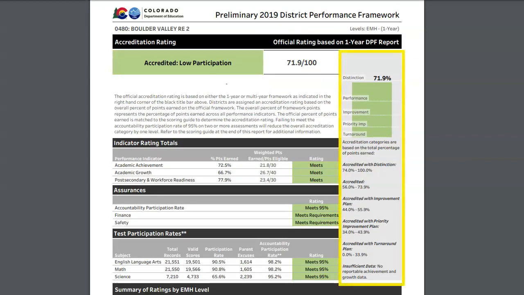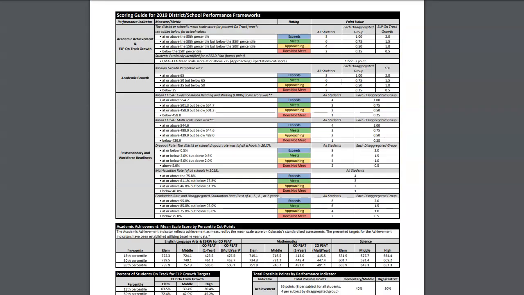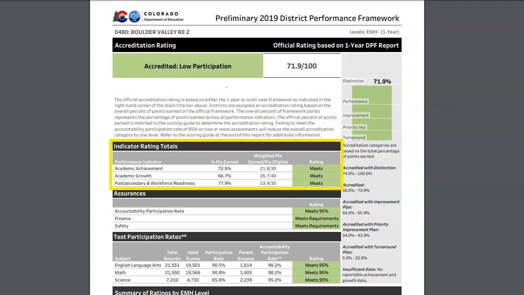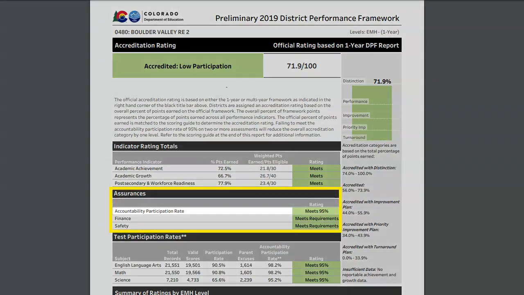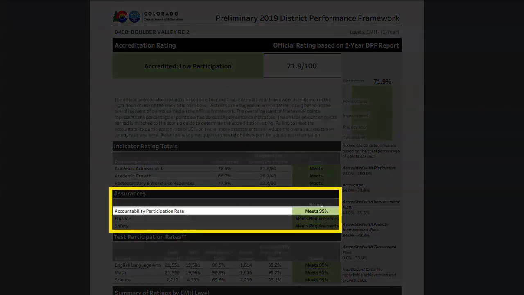This is a visual representation of the percentage of points earned and the associated scoring rubric. We will break down how this is calculated, referring to the scoring guide included on the last page of the Performance Framework document. These are the key performance indicators for which schools are held accountable: the percent and number of points earned, and the rating. Your school performance framework will only show the accountability participation rate.